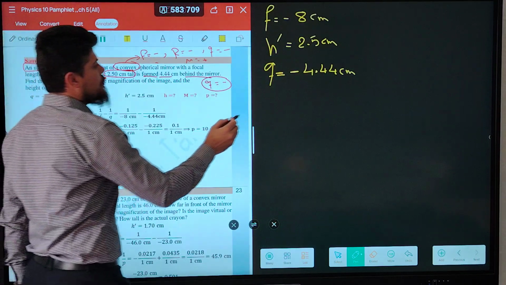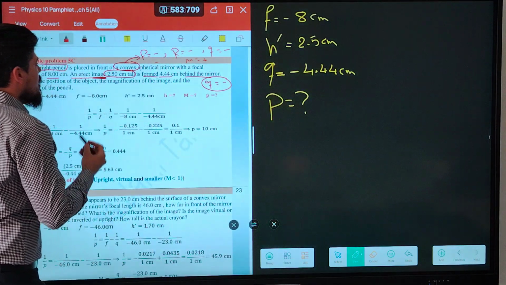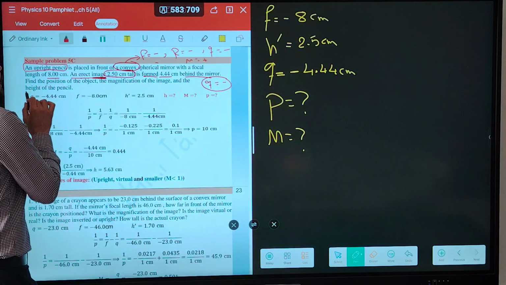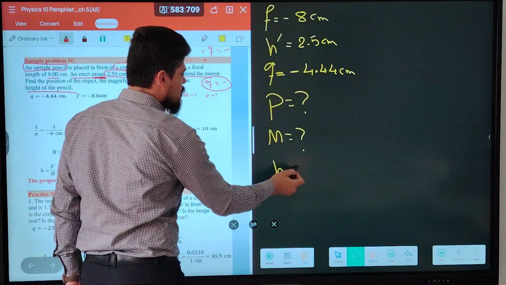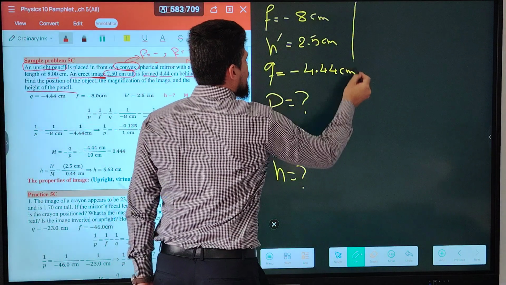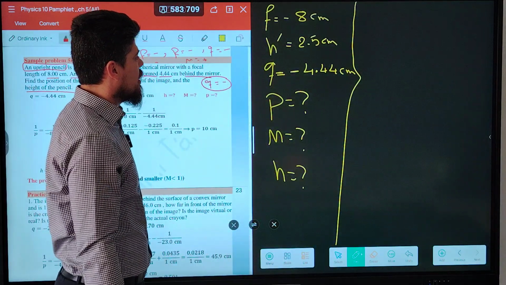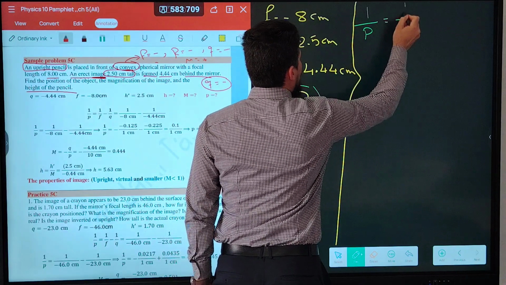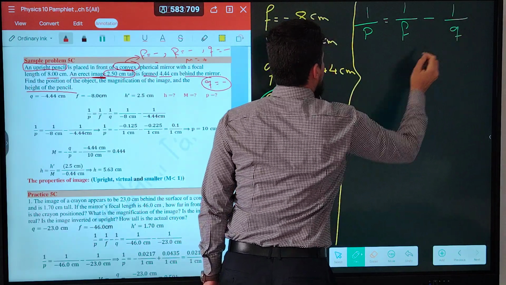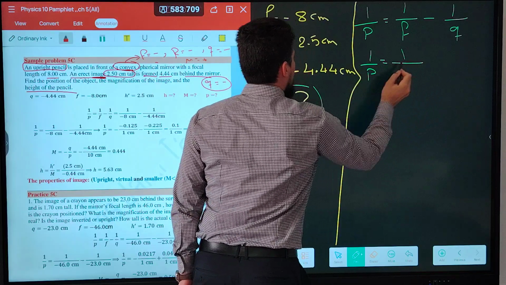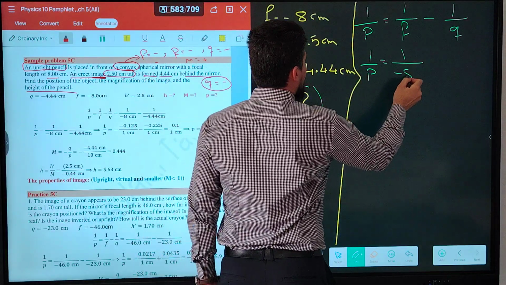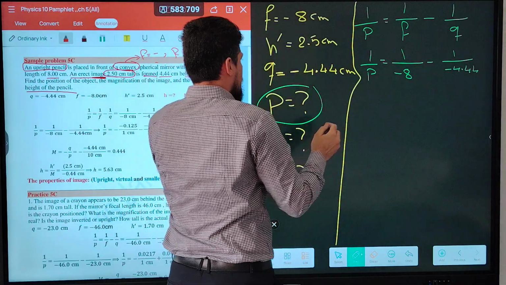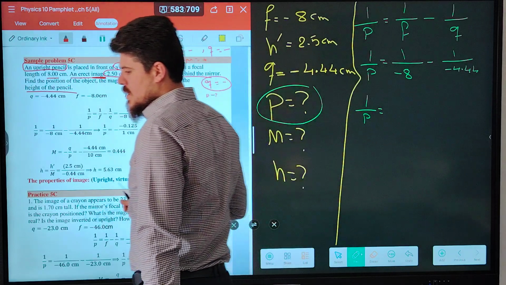Find the position of the object, P. What is unknown? The position of the object, the magnification of the image, M, and the height of the pencil, the height of the object, H, without prime. Okay? So we have 3 unknowns. Now we're going to find them one by one. For the first one, P, how can we determine P? 1 over P is equal to 1 over F minus 1 over Q. 1 over P, focal length, 1 over negative 8 minus 1 over negative 4.44. Negative with negative becomes positive. 1 over P is equal to what by calculator?